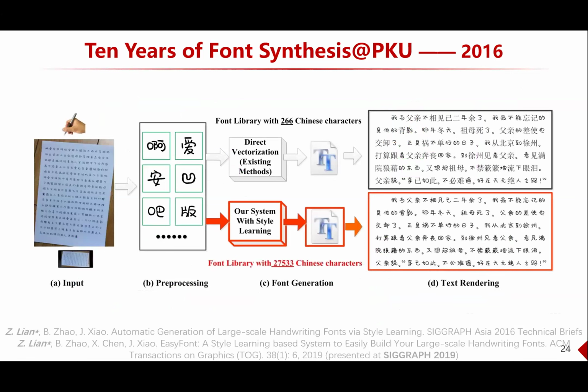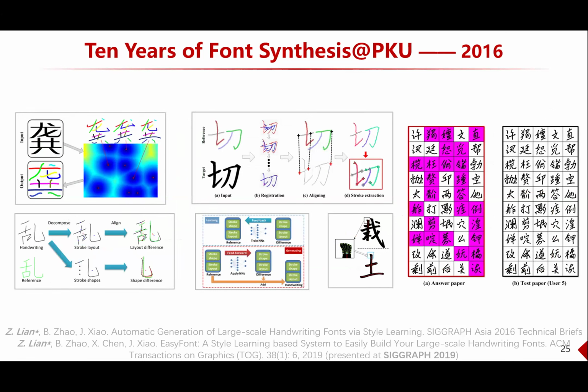In 2016, we proposed a style learning-based Chinese handwriting font synthesis system. For the first time, a handwriting font library in a user's personal style with an arbitrarily large number of Chinese characters could be generated automatically. Before that, this was a really challenging problem that had not been solved before 2016. For the first time, we presented such impressive results. Specifically, in this work we utilized a shallow artificial neural network, not a deep neural network, to precisely model stroke structural style and stroke shape style respectively.